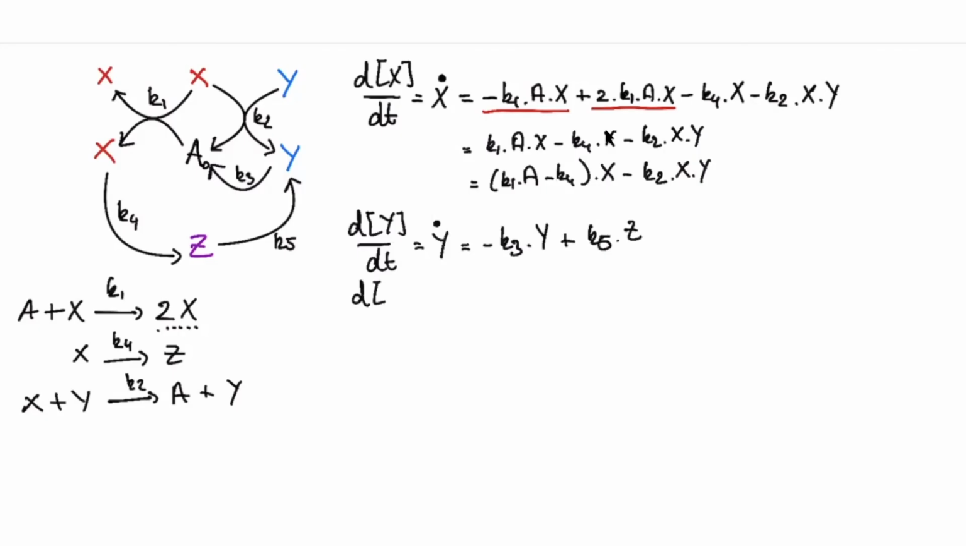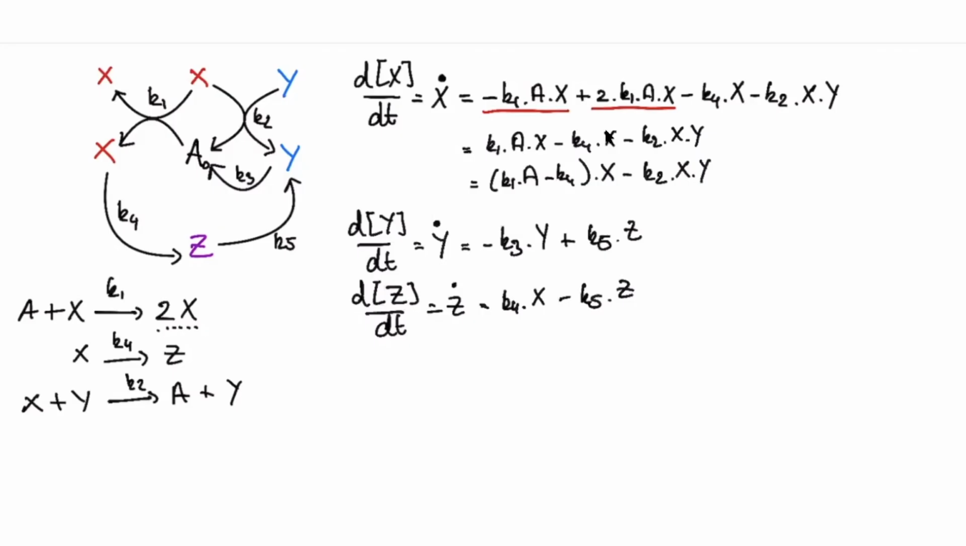Let's do that for z. dz/dt is z dot equals, okay, let's look at z in purple. It's being produced from x with rate k4. So we have k4 times x, and it's being consumed because it's converted to y with k5. So we have minus k5 times z.